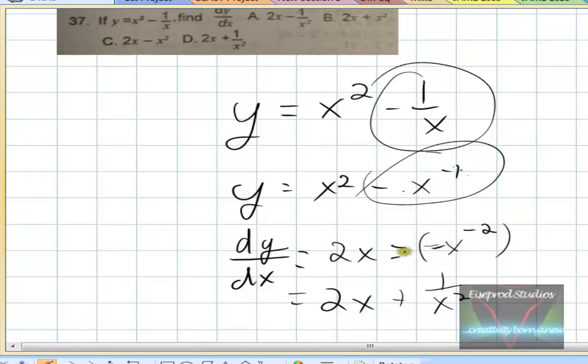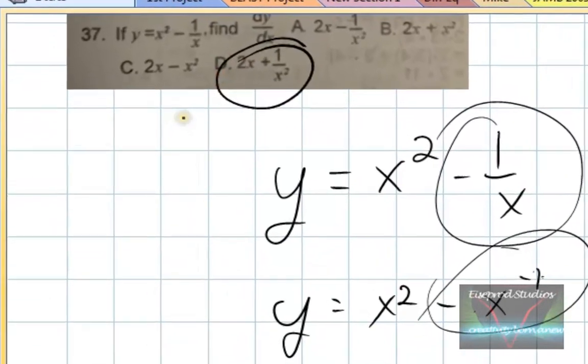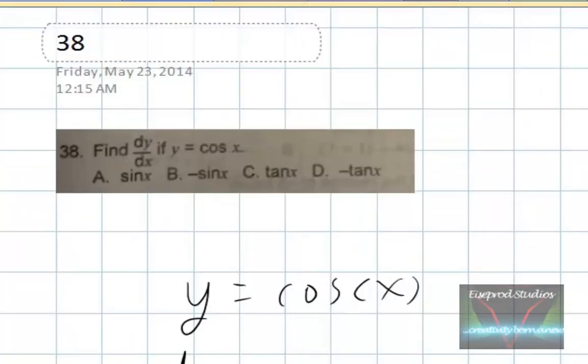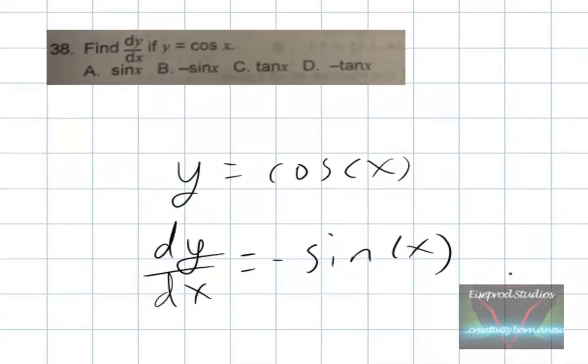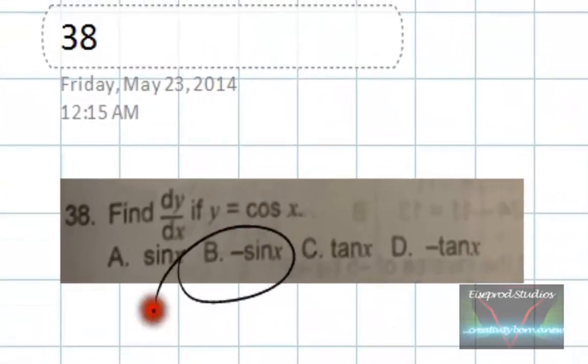These two negatives will cancel with each other, or in other words, we'll make it into a positive. So 2x plus 1 over x squared, and that's as far as I need to take it. Question 38 wants us to find dy/dx if y is equal to the cosine of x. So again, they're simply asking us to take the derivative. So the derivative of cosine of x is negative sine of x, and B is your answer.